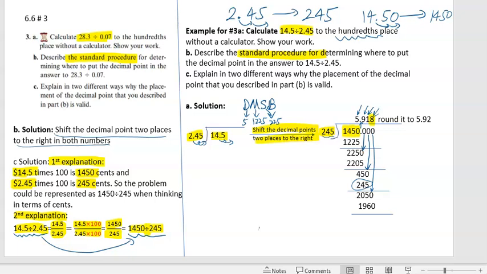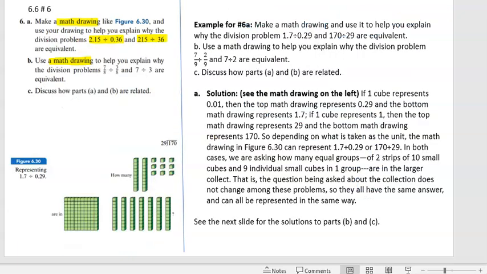So this is a third explanation. And similarly, you can use the drawing to explain why these two divisions are equivalent. Dividing these two fractions and the whole numbers actually are equivalent. And part C, discuss how A and B are related.